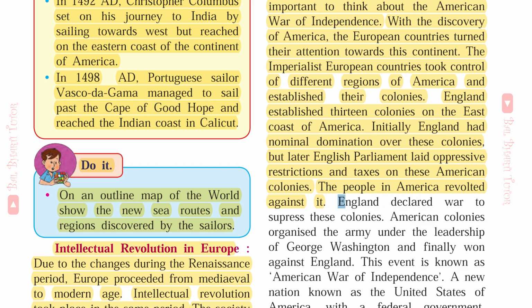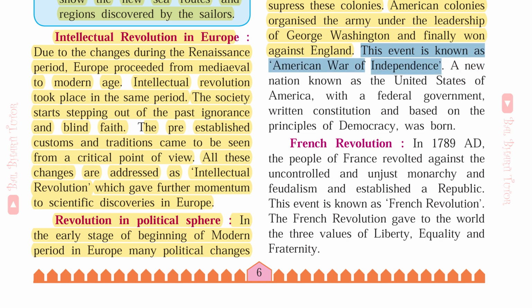England declared war to suppress these colonies. American colonies organized the army under the leadership of George Washington and finally won against England. This event is known as the American War of Independence. A new nation known as the United States of America, with a federal government, written constitution, and based on the principles of democracy, was born.